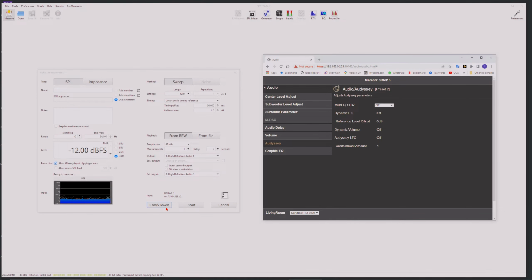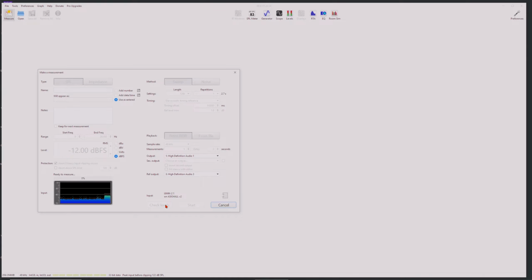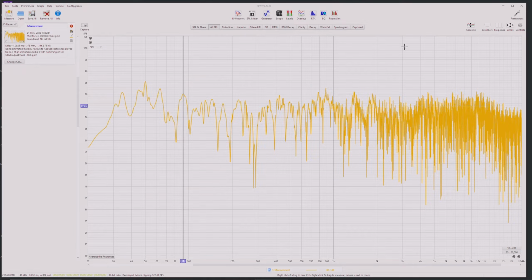Let's first check levels. This is a UMIK-2 calibrated microphone with ASIO drivers, so minimum latency, and it's at perfect reference level 75 dB. So let's measure. Here is a left speaker response detected by the UMIK mic at the central listening position.